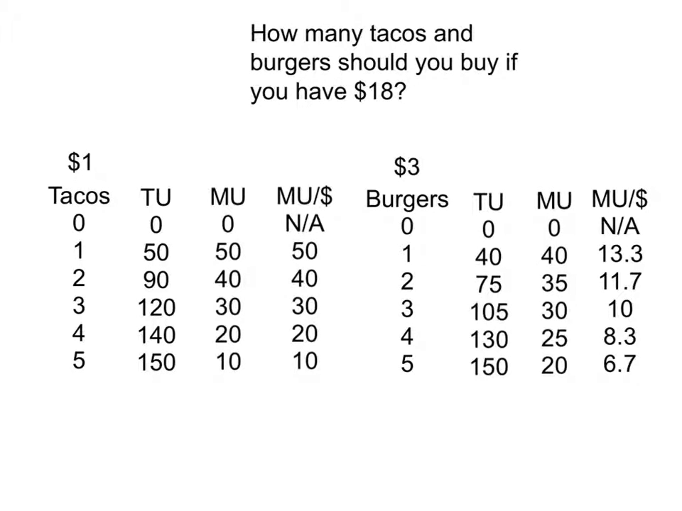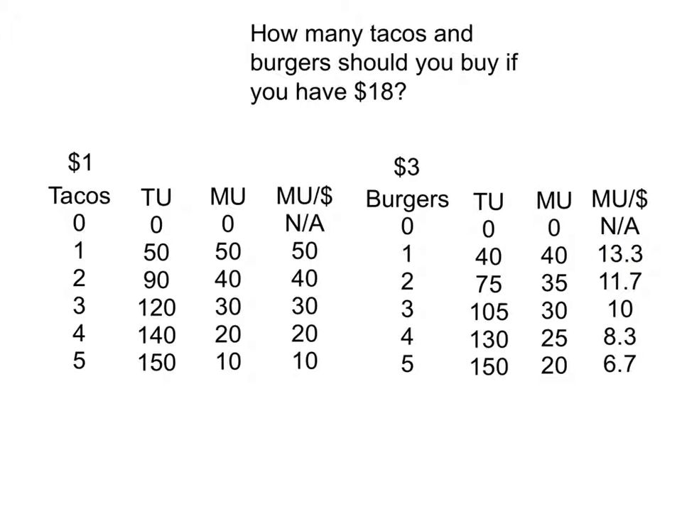Well, now that we know about marginal utility per dollar, what if the price of tacos changed to $1? In that case, the marginal utility per dollar from the first taco would be 50, and from the second would be 40, and from the third would be 30, and so on. Well, how many of each should I consume in this case? I'm definitely going to spend my first dollar on the first taco, and then I'm going to spend it on the second taco and the third and the fourth, because all of these marginal utility per dollar values are higher than the first burger I could get.